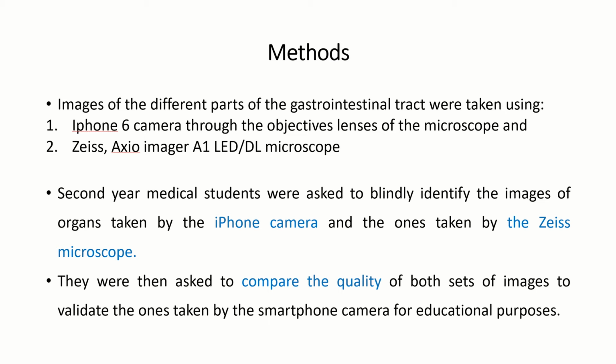Tissues included in the quiz were esophagus, stomach, duodenum, jejunum, colon, anorectal junction, liver, portal triad, pancreas, and gallbladder. At the end of the survey, students were asked about the quality of both sets of images, whether either was superior, and whether they were both satisfactory for teaching histology.